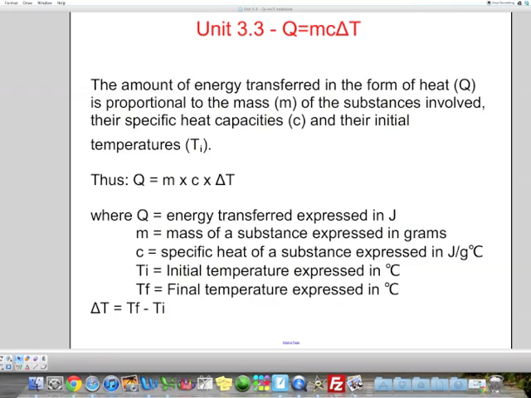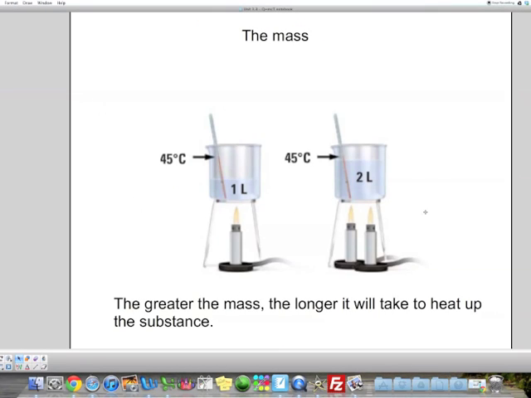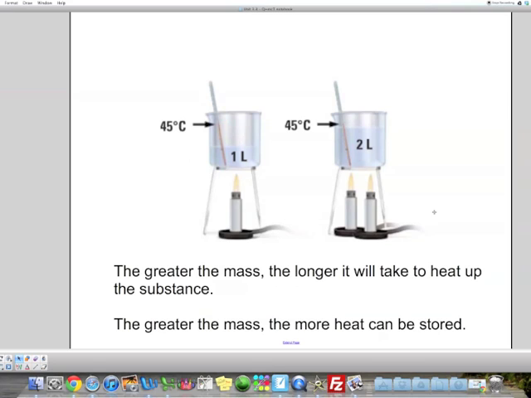So first we'll start with the mass. We have an example here. We have two beakers with water in them. We have 1 liter of water versus 2 liters of water. They both start at the same temperature. They're both going to end up at the same temperature. So the question is, which one will be able to store more energy by the end of the process? Well, obviously, if you said the 2-liter container, that's the correct answer. I have twice the amount of matter, therefore I should be able to store twice the amount of energy.